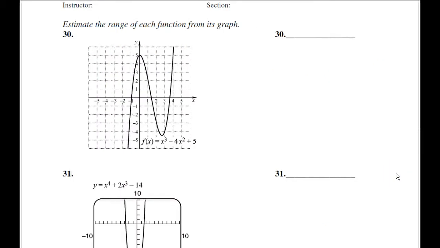Okay, what we want to do here for number 30, and this is a review from earlier chapters, is to find out what the range of this would be. And the range, as we see, would be, keeping in mind this goes up to infinity here, and this goes down to -infinity, our range would be from -infinity to +infinity. Oh, I had trouble making a parenthesis. There we go.